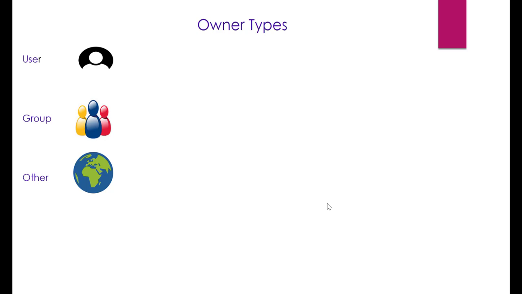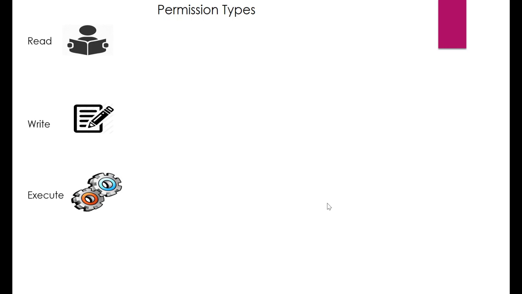A group can have one or multiple users added to that group, and all those users are going to have an ownership on that particular file or directory. And other means anyone else except the user and the group members. In the same way, there are three types of permissions as well: read, write, and execute.